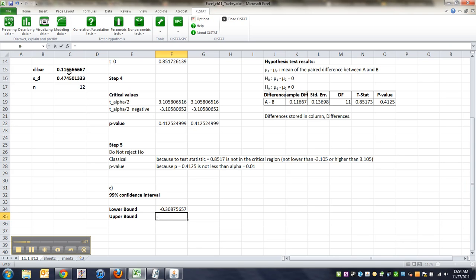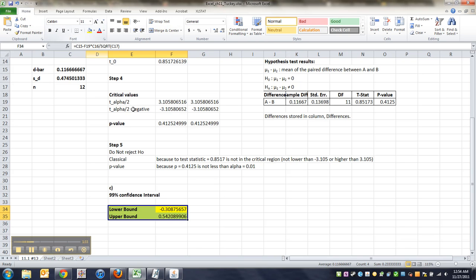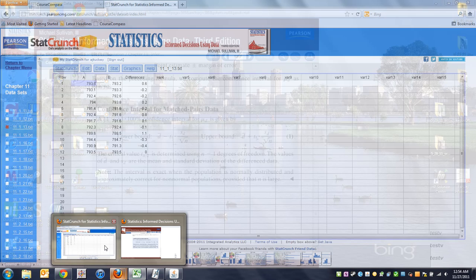And then you do it again, d bar, but this time a plus, t alpha over 2 times s_d divided by the square root of n. And there are your two numbers. Ta-da! You can highlight them in yellow. Things are grand. Matter of fact, I should have highlighted this because that was the final result for that. All right, now, I'm a little worried about that.